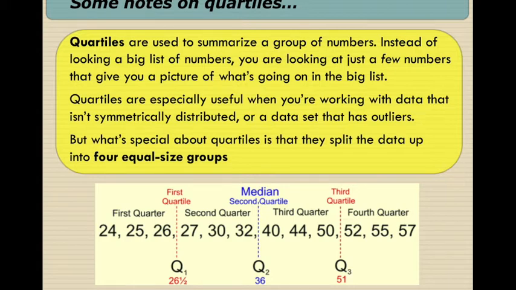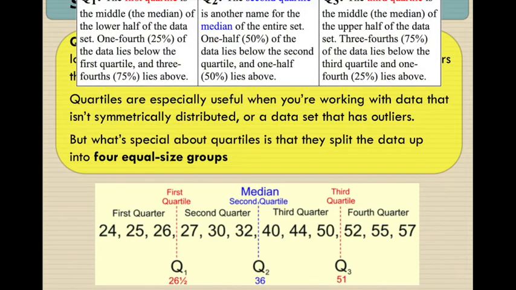If you can see here, the median, or Q2, is 36. It comes from 32 plus 40 over 2. For the first quartile, often called the lower quartile, it's equal to 26 plus 27 over 2, that gives 26 and a half. Similarly, the third quartile is equal to 50 plus 52 over 2, which is equal to 51. So that's some notes on quartiles. You can read this later on.